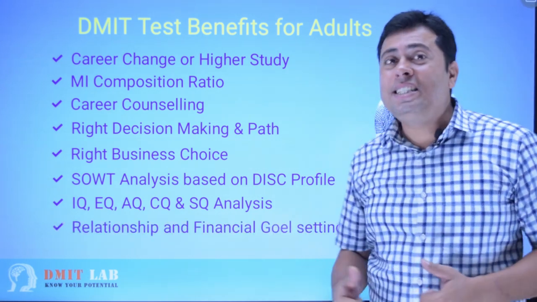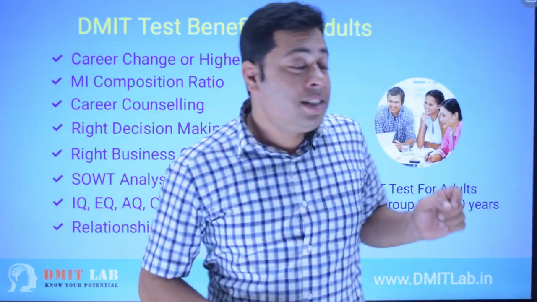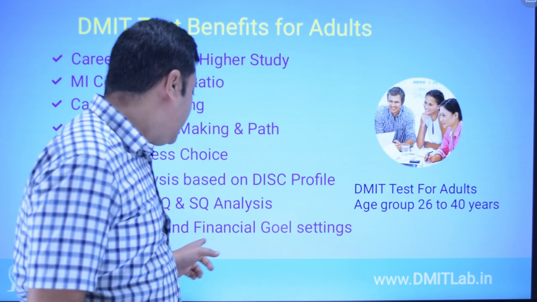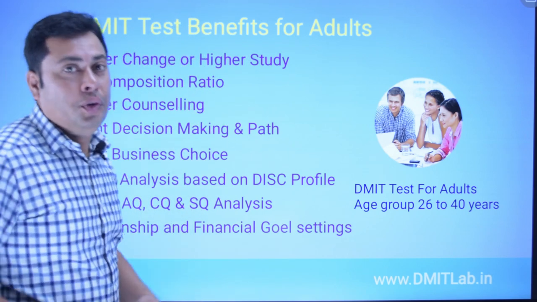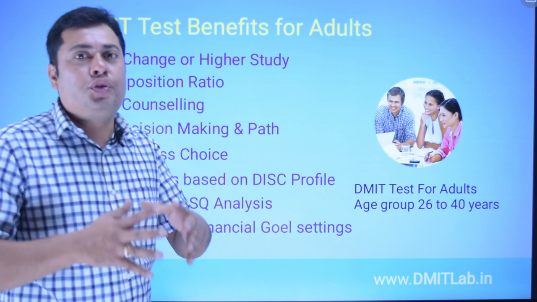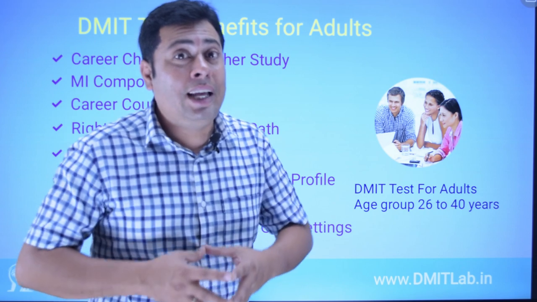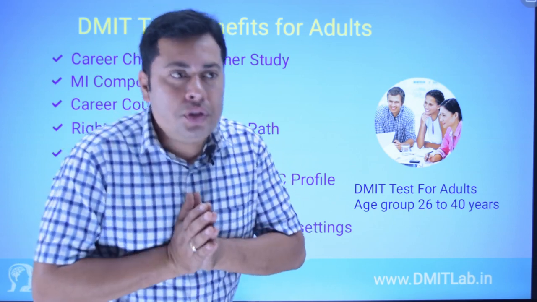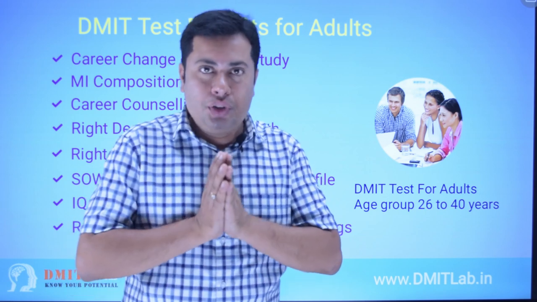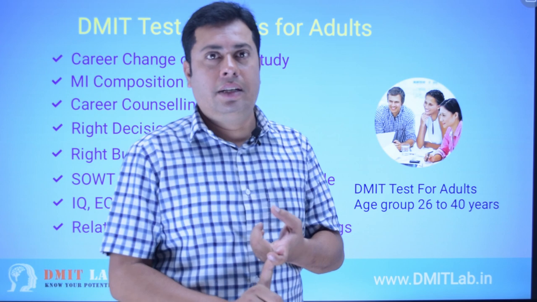Now the last is relationship and financial goal. This is most important here. This 26 to 40 years is the very crucial age where they are supposed to settle as early as possible. If you are not able to manage your relationships properly, then it is difficult to settle as early as possible.